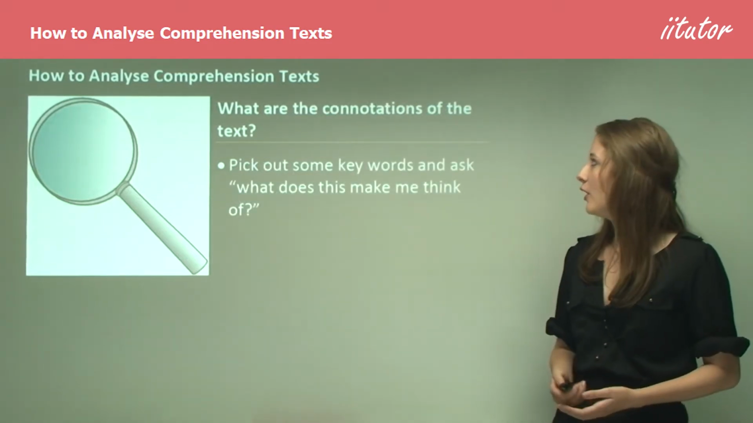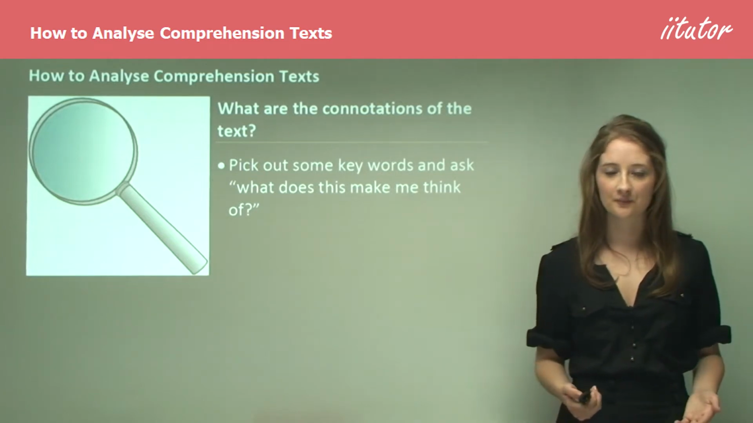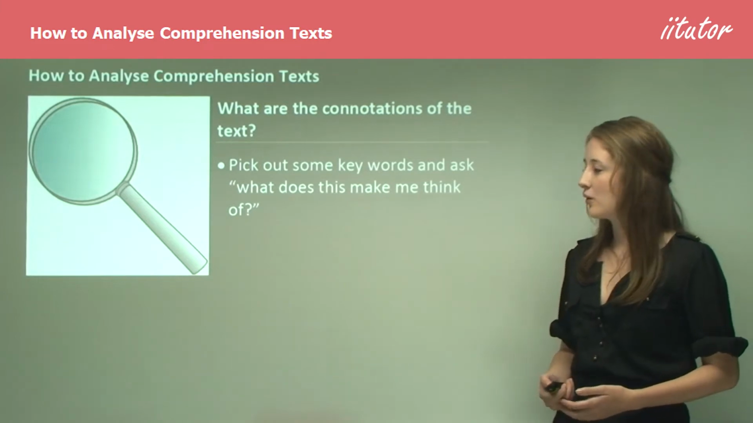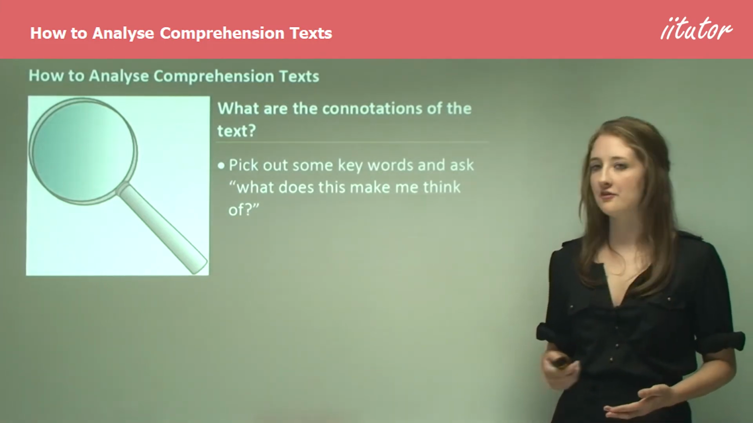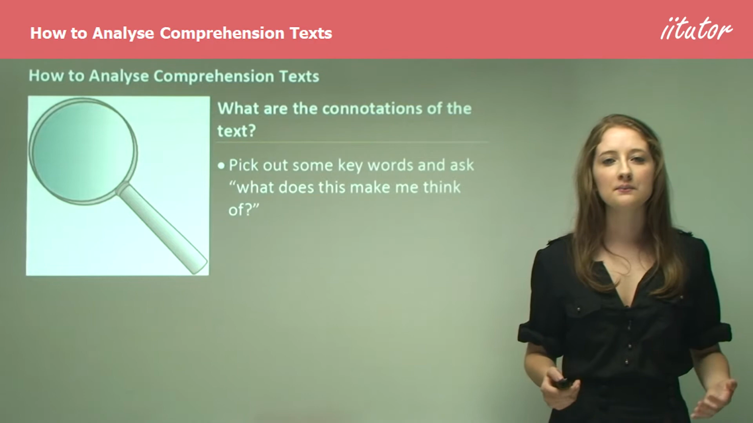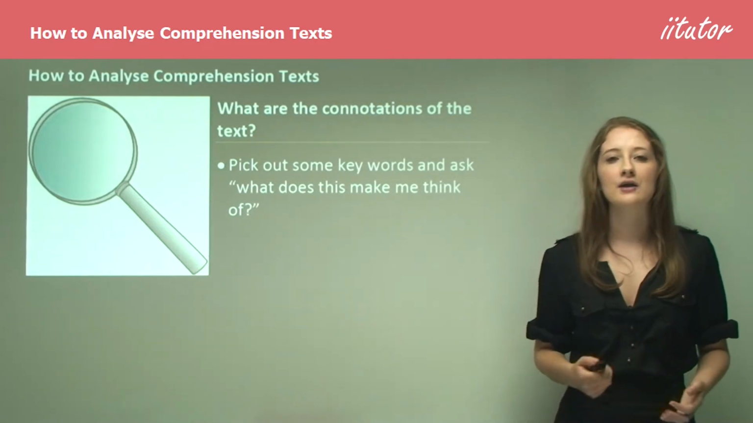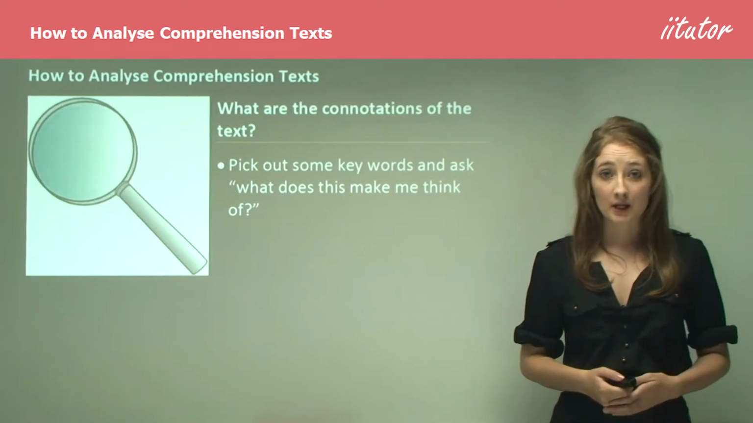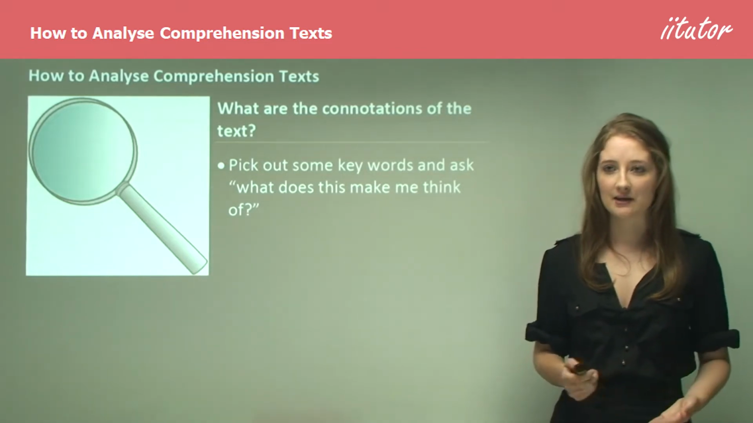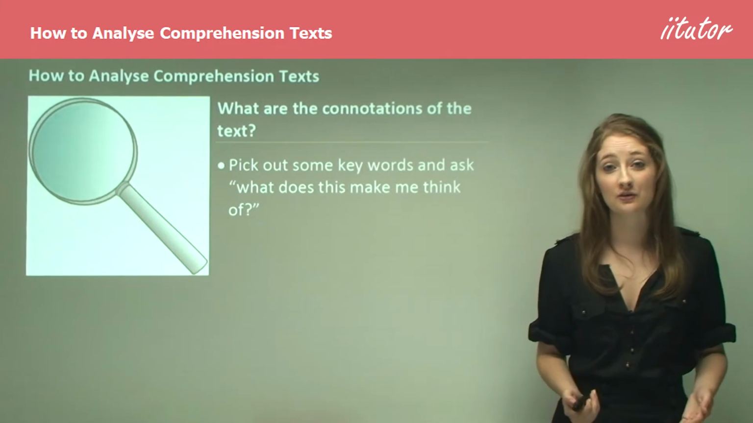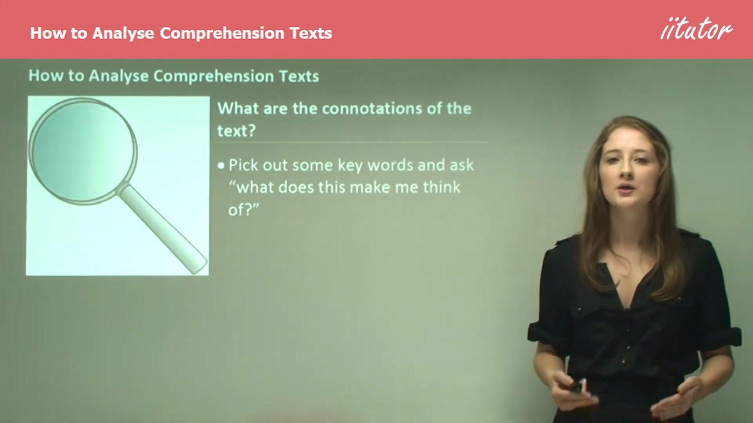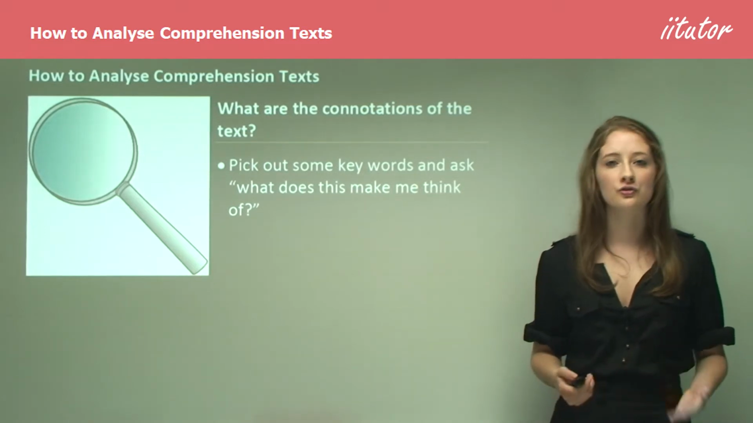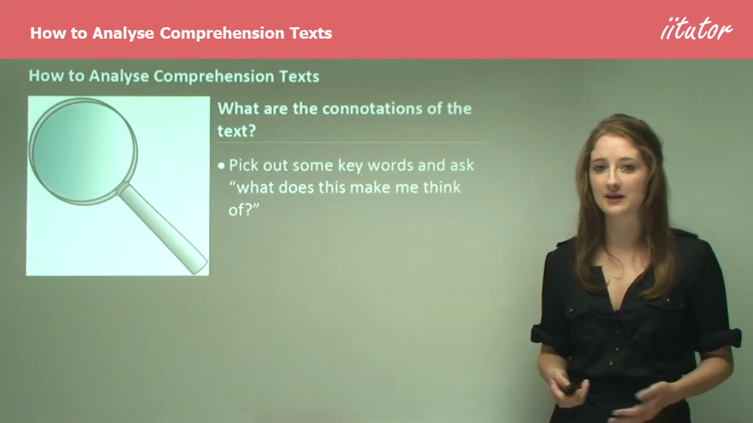Next question, what are the connotations of the text? So, as the reader, what you must do is pick out some keywords and ask yourself, what does this make me think of? So you're looking beyond just what's written on the page and really thinking about how you can use things. For example, if you're reading a poem and it describes something about light and dark, the poet's not just talking about how it was light and dark, but is using this as a metaphor for perhaps two contrasting moods or two contrasting idealisms which are together.